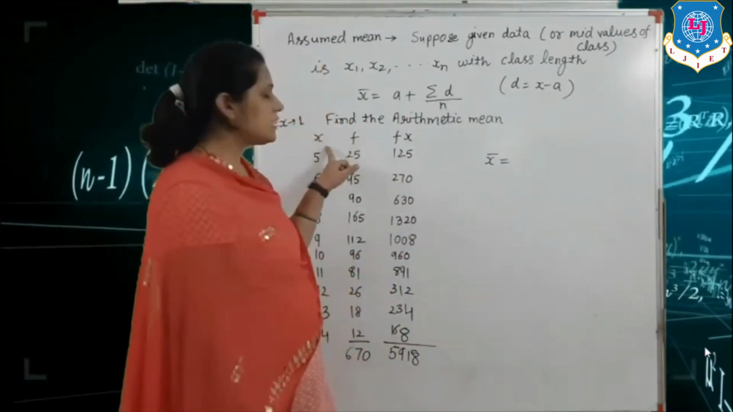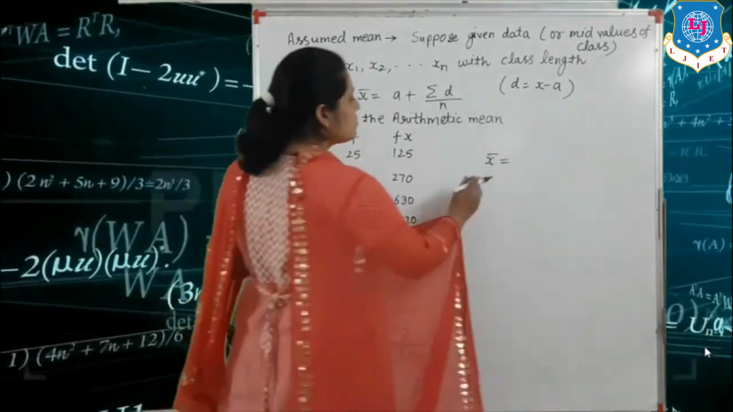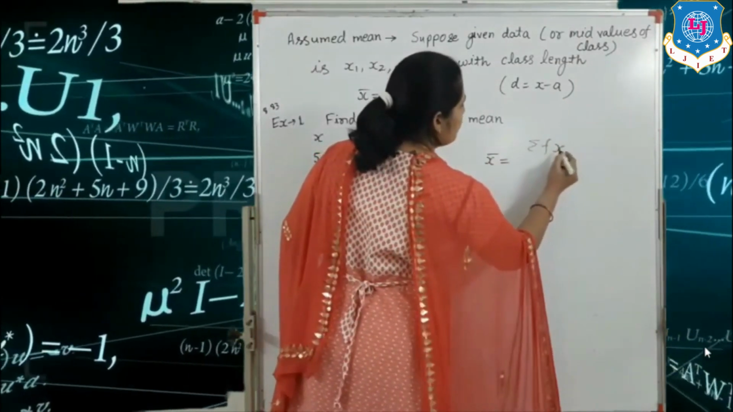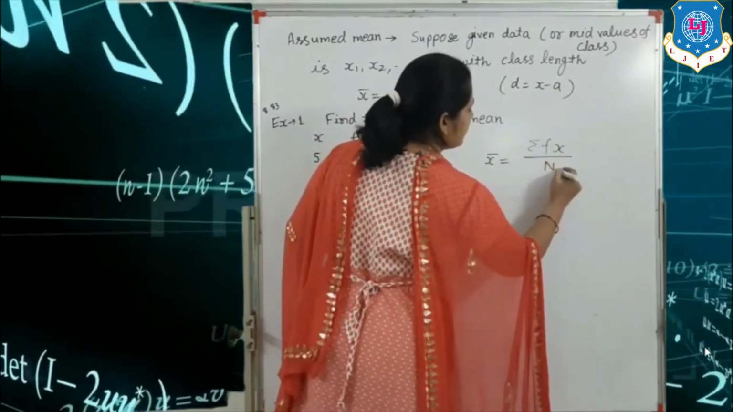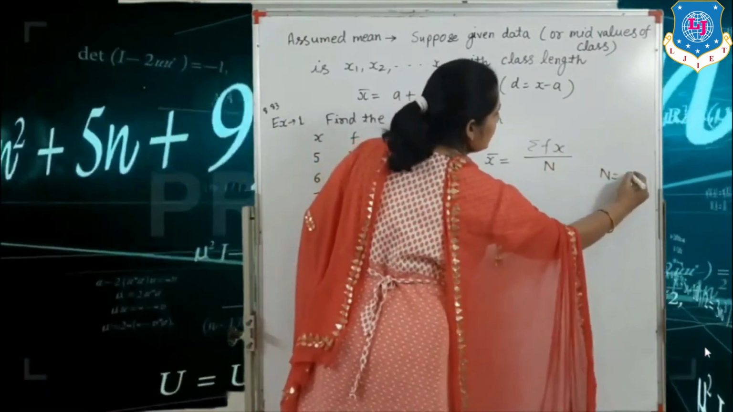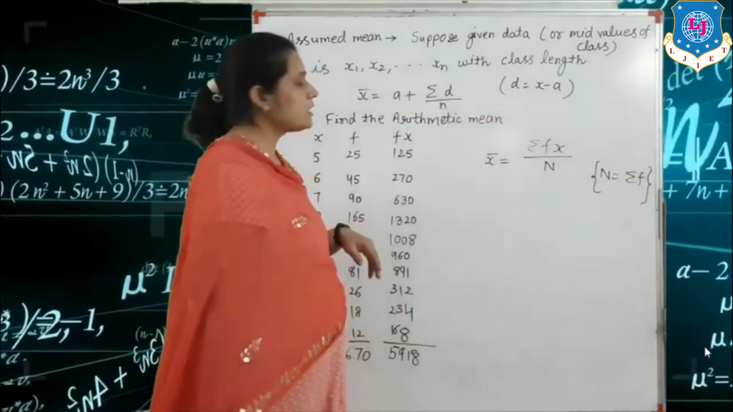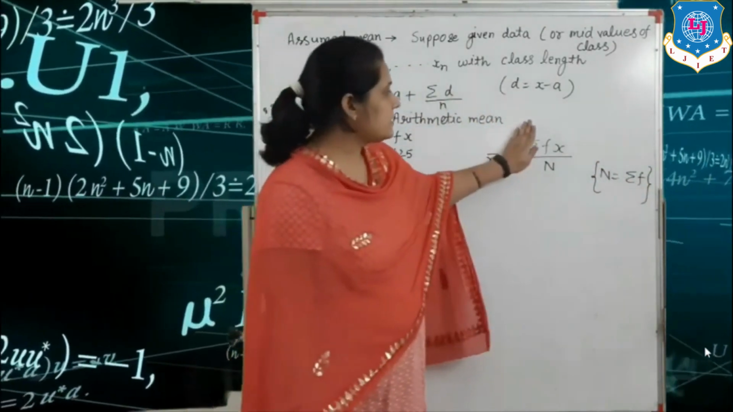So if your question is given in x and f both forms, so x bar is equal to what? X bar is equal to summation fx upon capital N, and capital N is equal to summation f. Okay, so first you have the summation.